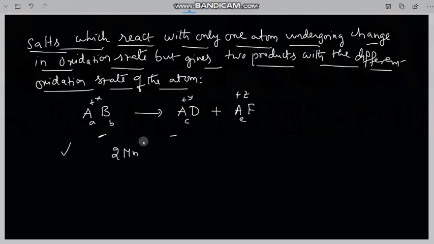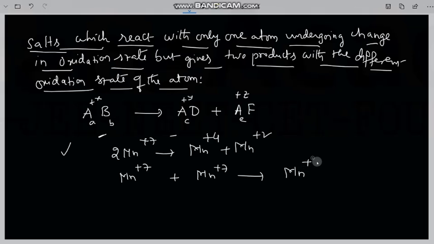Mn plus 7 is there. This can be changed to Mn plus 4 and Mn plus 2. For example, out of 2 moles of Mn plus 7, 1 mole of Mn plus 7 changes to Mn plus 4 and 1 mole changes to Mn plus 2. Like that we can assume it. So if you write it very clearly, Mn plus 7 plus Mn plus 7 gives rise to Mn plus 4 plus Mn plus 2.